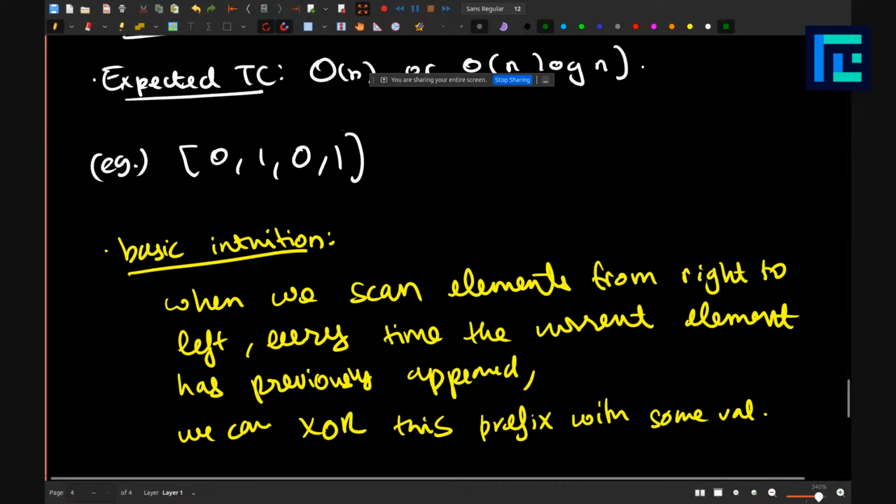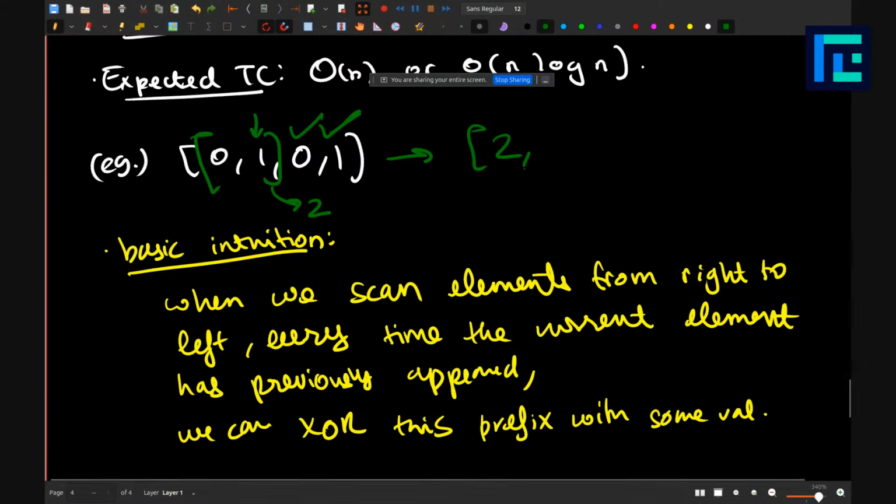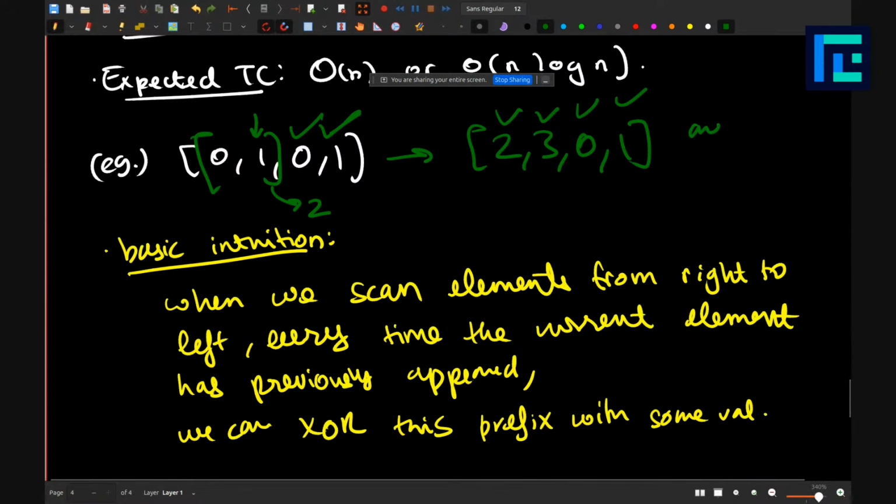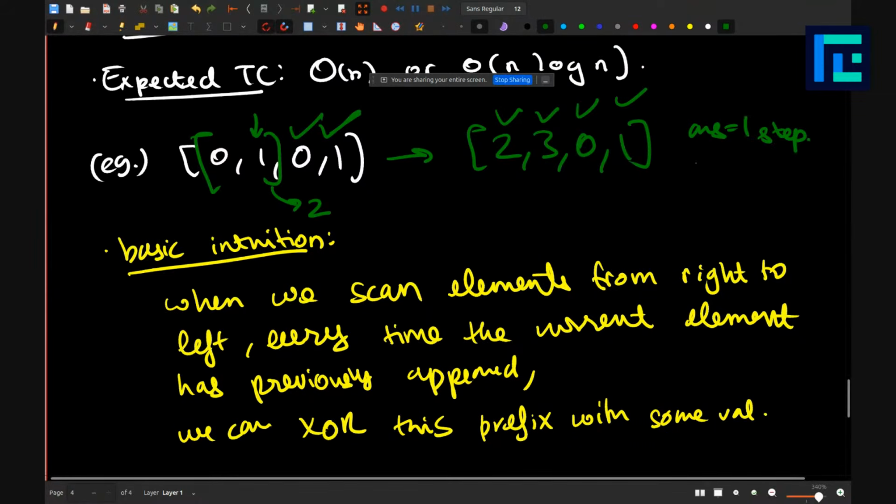So for example, this 1 is fine because it has not appeared so far. This 0 is fine because it's not appeared so far. But then as soon as this 1 appears, we will XOR this whole range, okay? So let's say we XOR this range with 2. And then what happens? We get 2 3 0 1, right? So now this is fine, this is fine, this is fine. Then we go here, 2 is also not appeared before, so the whole thing is fine. And our answer was 1 step, right? Cool.